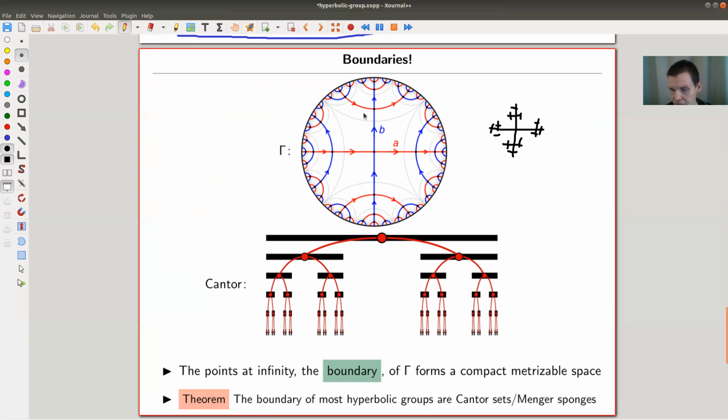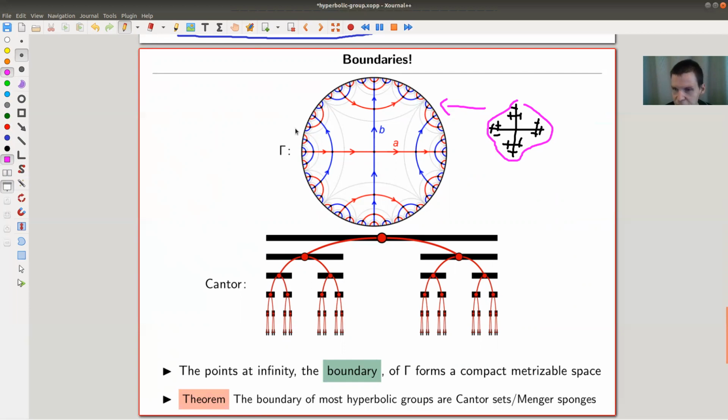This is a Cayley graph for F2. And at one point, it converges to a boundary, which looks like a circle in my picture here, but it's not really a circle. How to define this properly, I won't tell you because I'm running out of time anyway. But we use some kind of geodesic rays, rays that shoot to infinity. Anyway, you can make sense of a boundary of the space.